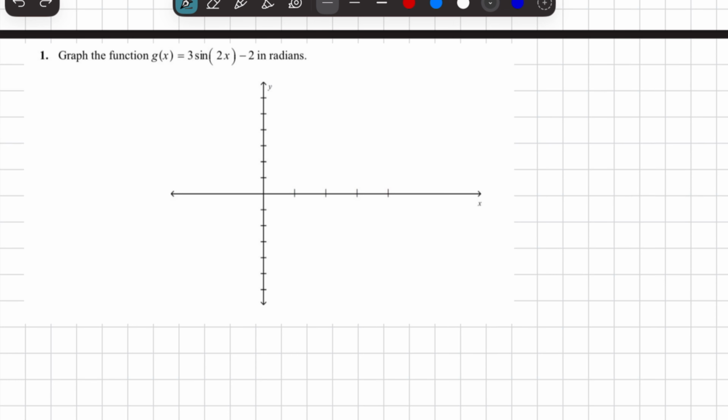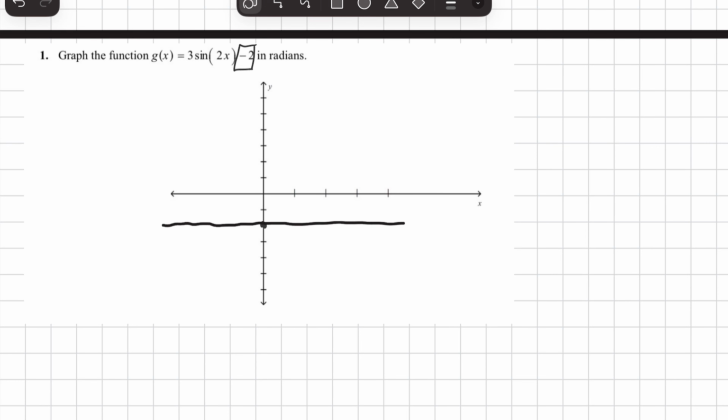So you're going to start at your 0 and multiply your y value by 3, so 0 times 3 is 0, and then multiply your x value by 1 over 2, and 0 times 1 over 2 is 0. Then you just do your vertical shift, and you're going to bring it down 2. That negative 2 is also going to be your midline, because your midline is always your k value.